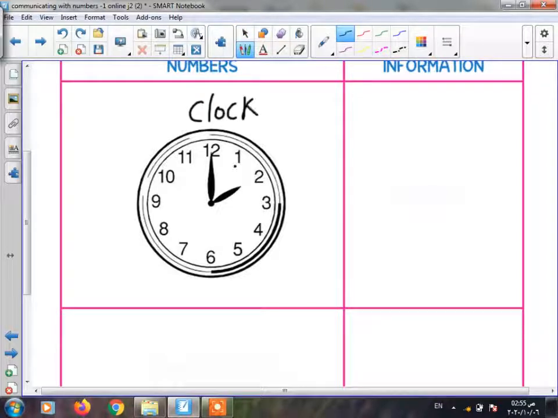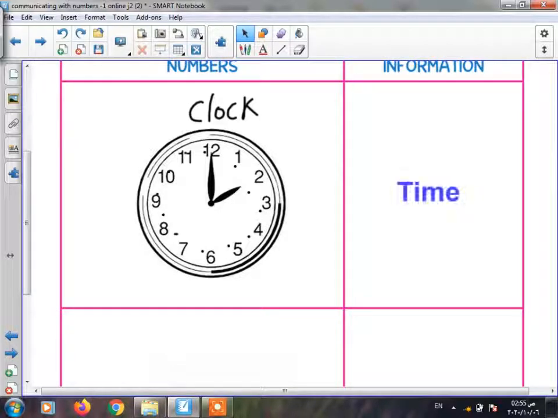Okay, do you see any numbers? Yes, this analog clock has numbers in a circle. So, numbers give me information about what? Yes, about time. So the numbers on a clock I found in my classroom give me information about time.